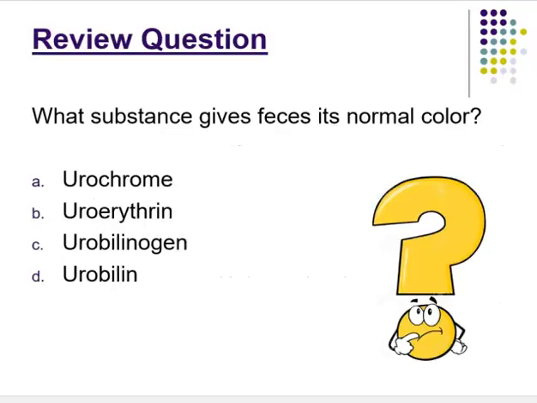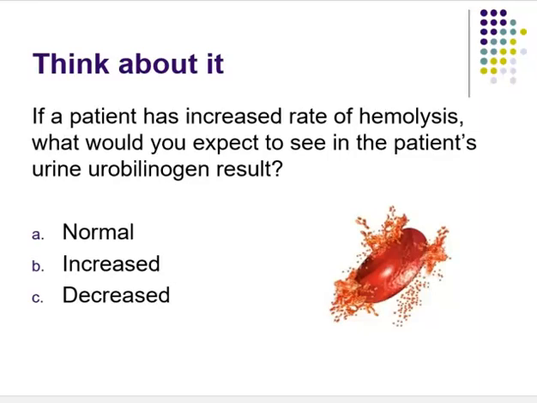Here's another review question. What substance gives feces its normal color? Pause the video, try to answer it on your own before you move on and get the correct answer. The correct answer is D, urobilin. Here's another think about it question. If a patient has increased rate of hemolysis, what would you expect to see on that patient's urine urobilin result? Would it be normal, increased, or decreased? Try to answer it on your own before you move on and get the correct answer. The correct answer would be B, increased.